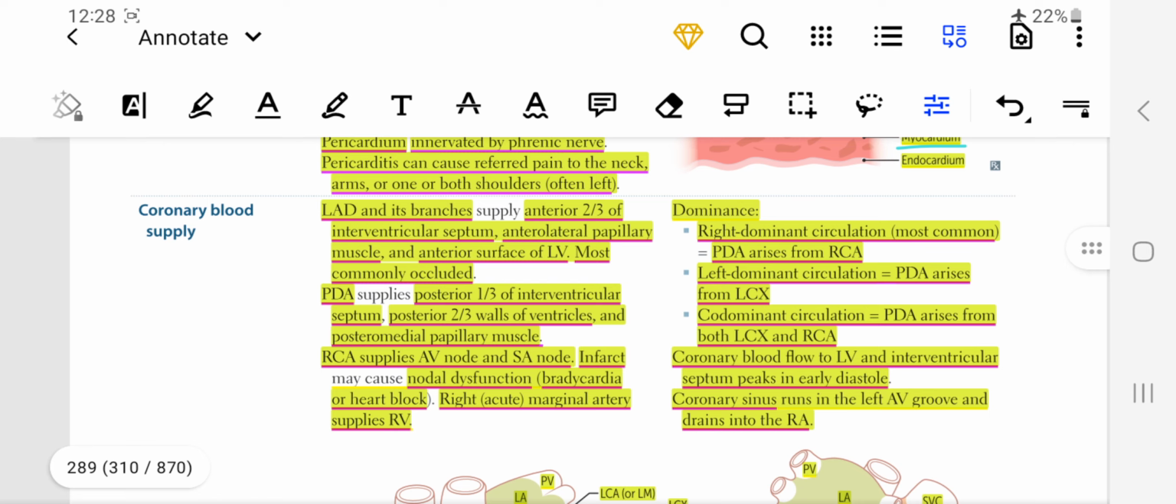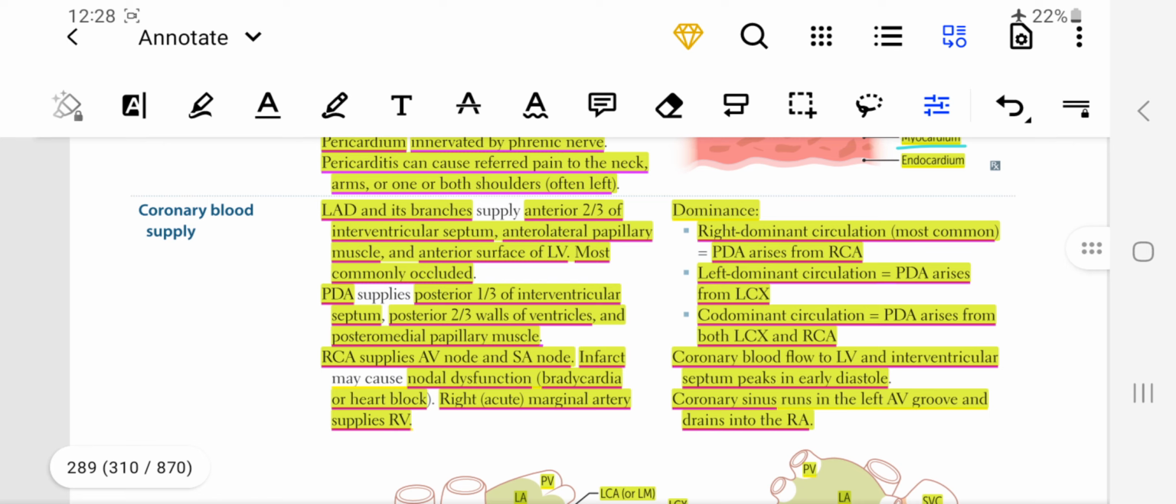Right acute marginal artery supplies right ventricle. Dominance: right dominant circulation most common, PDA from RCA. Left dominant circulation, PDA from left circumflex. Codominant, PDA from both left circumflex and RCA.